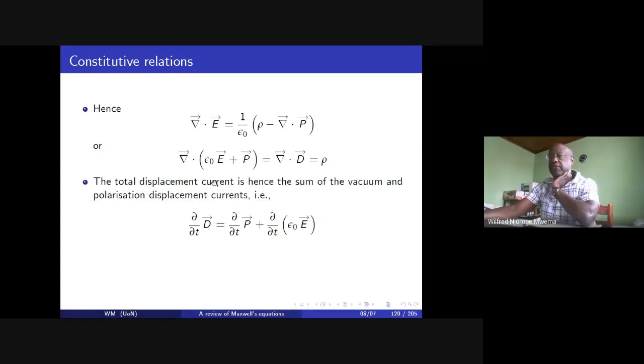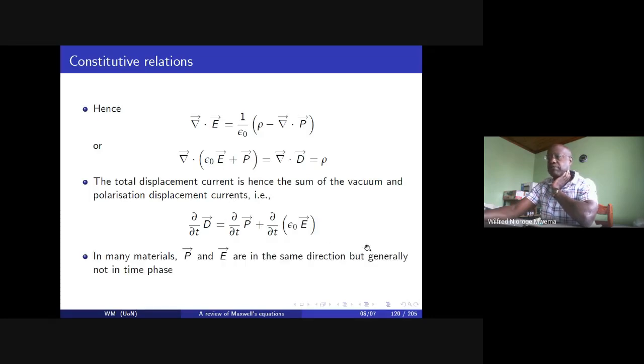And therefore, the total displacement current is the sum of the vacuum and polarization displacement current, as given as dD/dt is equal to dP/dt plus d/dt of epsilon naught multiplied by E. So this is the vacuum displacement, and that is the displacement due to polarization of the material.